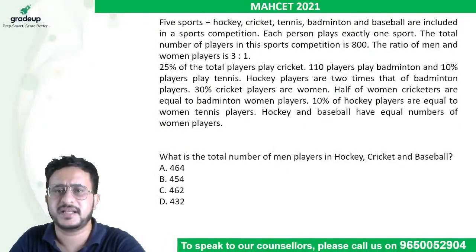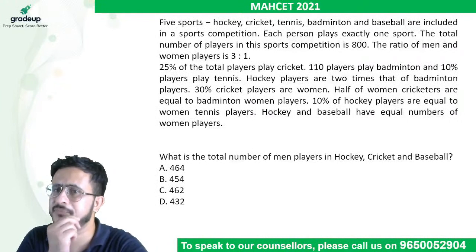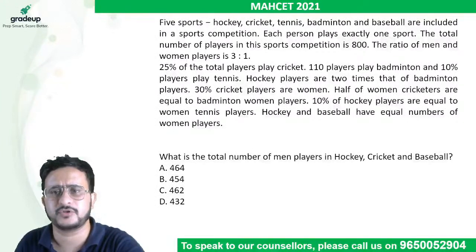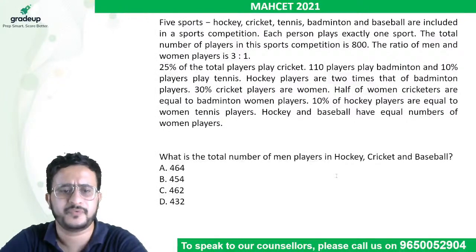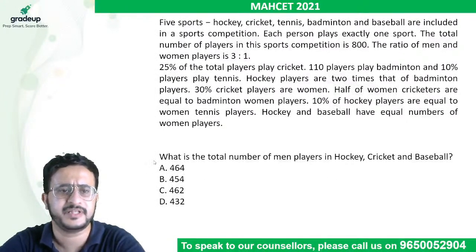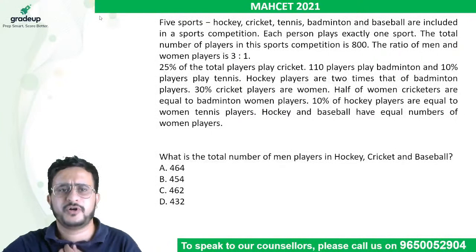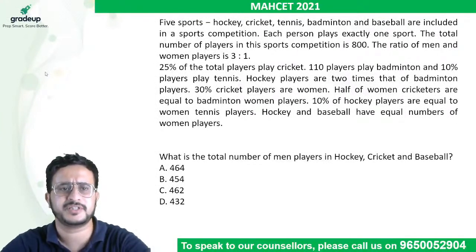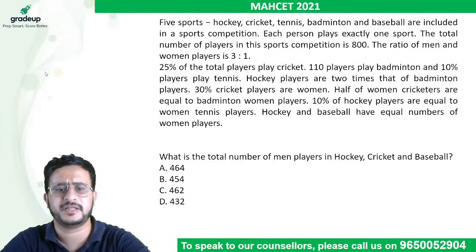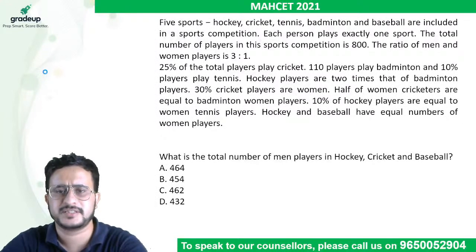Okay. It says there are 5 sports and they are included in a sports competition, and each person plays exactly one sport and total number of players is given to you, and men and women players is also given to you, right? And then you have certain sport wise distribution. They have given that how many people play what sport and the percentage or ratio distribution. So according to that you have to calculate that which sport is played by how many people and so on, right? So let's solve this.